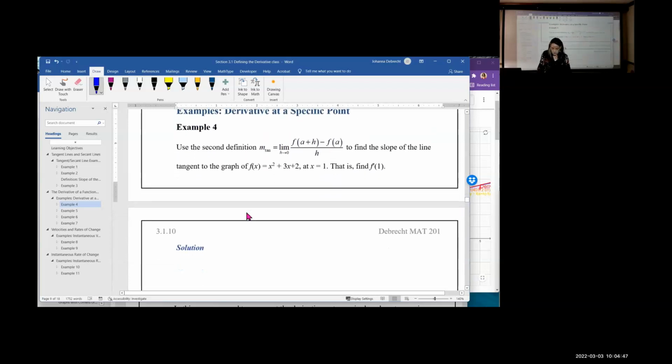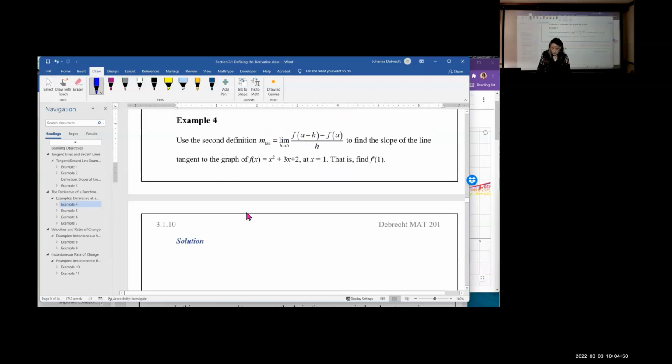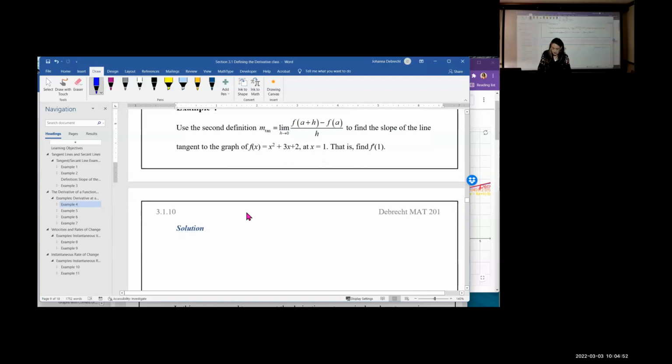Okay, let's try another one. This one we're going to use the second formula, the h formula, which is the one that mathematicians use the more often. And we're looking for f prime at 1. All right, so f prime at 1 equals something. That means that a is equal to 1.